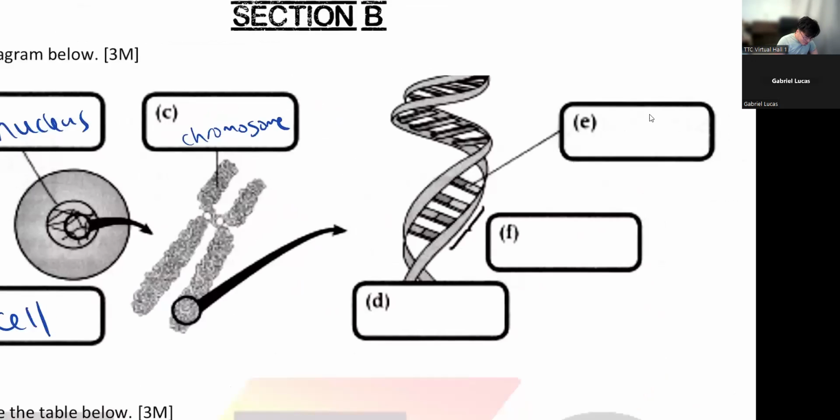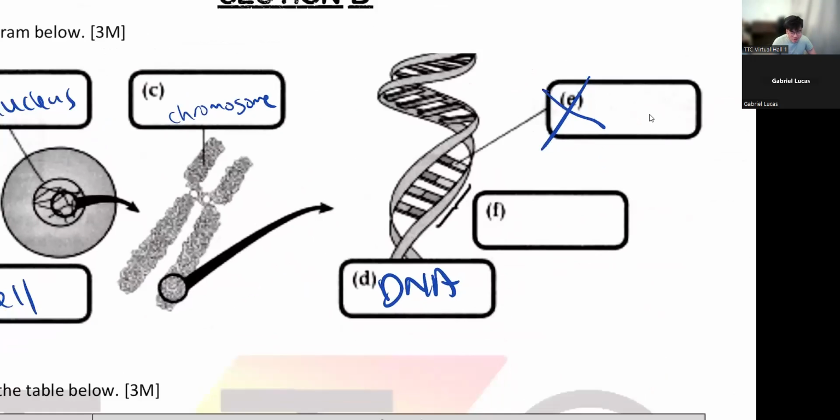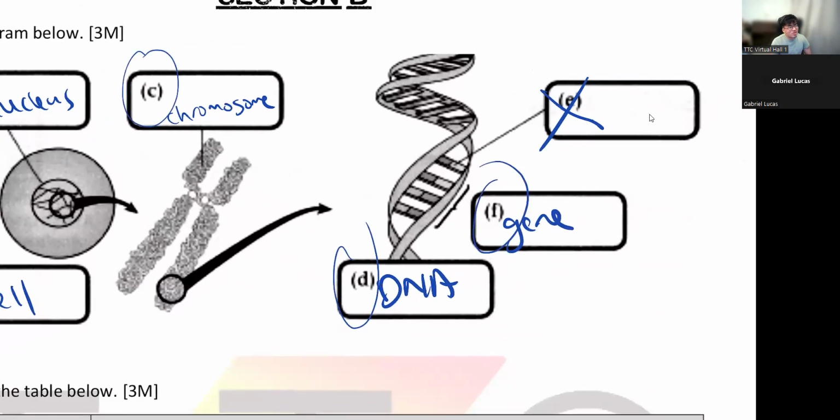You can cancel E because we're not focusing on E. What is D? Coincidentally, they start with D also. Yes, that's your DNA. And then what's your F? One section of DNA is called your gene. Yes. Glad that you remember. So these three you should know. Chromosome is one whole thread. DNA is one strand. Gene is one section.